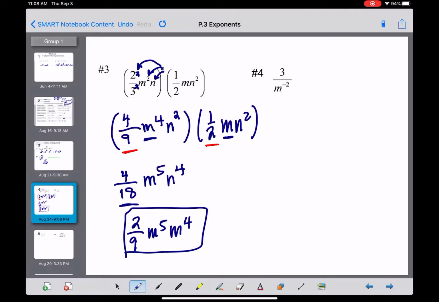Okay, number 4, this is a negative exponent, so it's going to move to the top. And so that base and the exponent will both move. So I'm going to have 3m squared over, now there's nothing down there. We don't really need that 1, so we're just going to simplify it to 3m squared.